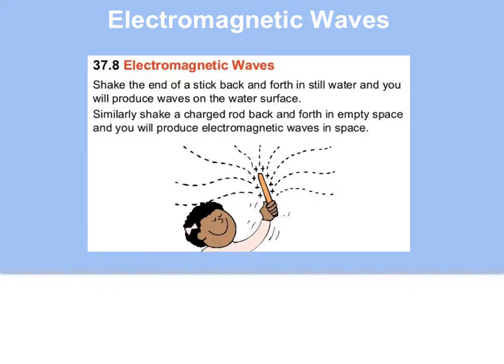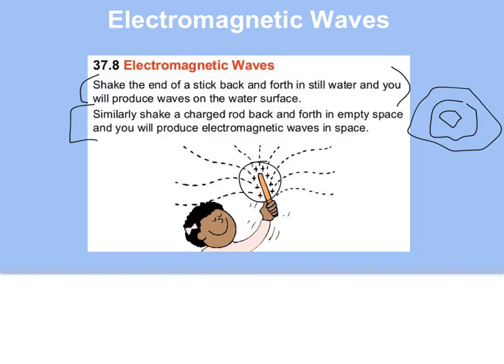Looking at this picture real quick, we know that if we shake the end of a stick in a puddle of water, you are going to get that rippled wave effect. Similarly, if you shake a charged rod in the air, shaking it back and forth in empty space, you're actually going to create a magnetic field as well as an electric field, which is going to eventually turn into what we call an electromagnetic wave. Let's explain what those actually are.